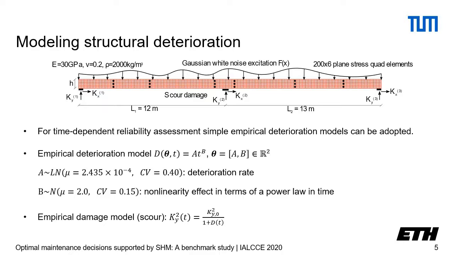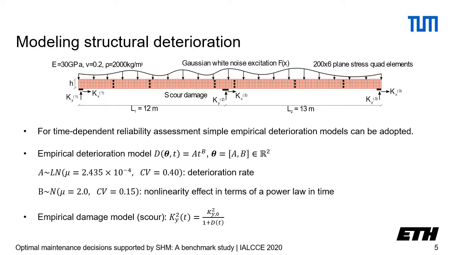So we employ a simple empirical model which reads d(t) is equal to a times t to the power of b, where parameters a and b are stochastic random variables driving the uncertainty within this deterioration model. Parameter a describes the deterioration rate and follows a log-normal distribution, while parameter b follows a normal distribution and it describes a nonlinearity effect in terms of a power law in time.